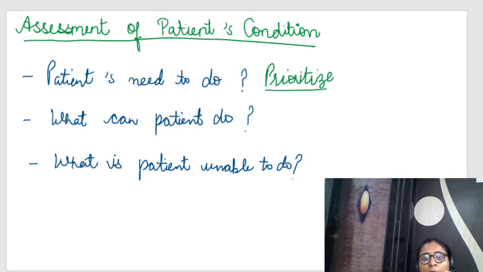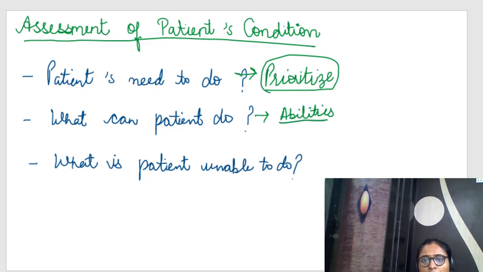It means what is important to the patient right now, why he has come to us, to get rid of which problems, right? So we need to focus on the prioritization of the patient, which means what things we need to cover first, so that the patient can get rid of those activity limitations, right? And what the patient can do. Now here we will focus on the abilities of the patient.